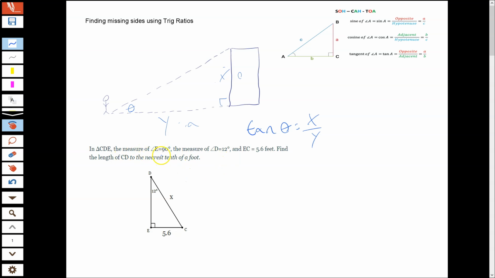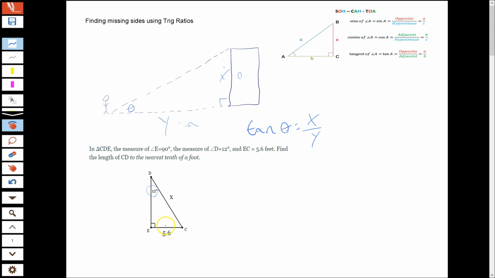So CDE, measure V is 90 degrees, and then it gives us 12 degrees here for D and the side EC. Okay. So find the length of CD to the nearest tenth of a foot. So CD, it labels x for us. So it's nice that it gives us this picture. So what we have to do is write down an equation involving x. So my task now is to figure out which of my three trig ratios I'm going to use.